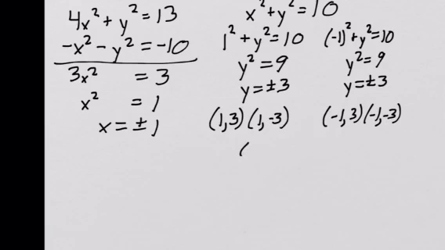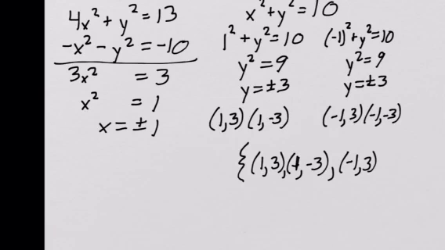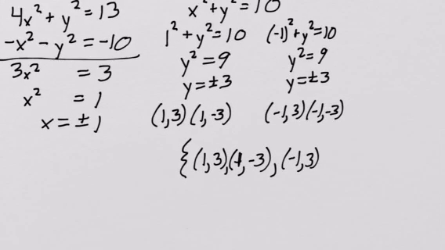So this system has 4 solutions: (1, 3), (1, -3), (-1, 3), and (-1, -3).